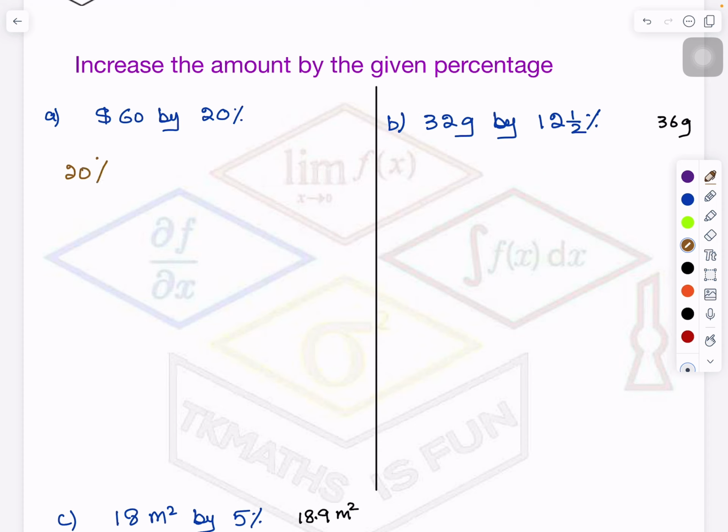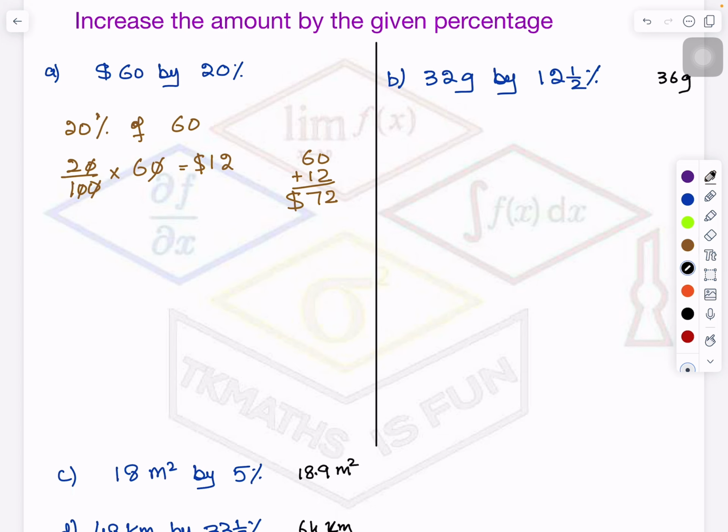For example, I have to find out what 20% of 60 is. I will not write the dollar sign here, I will write it later. So 20 upon 100 into 60, and you will cancel it, because in class 7 or 8 usually a calculator is not allowed, so you should have very strong tables. 20% of 60 equals $12. So my new amount will be 60 plus 12, which equals $72. So I can say the increase is 12, and the new amount is $72.